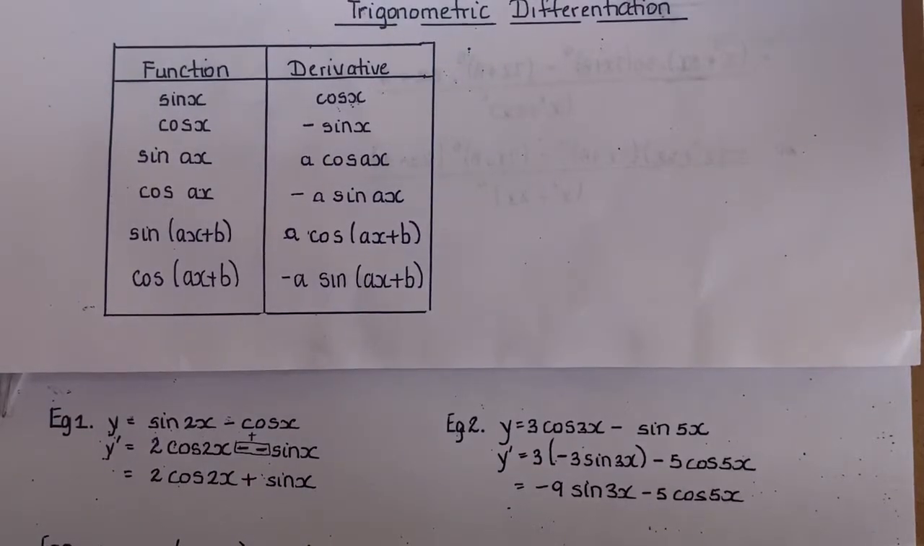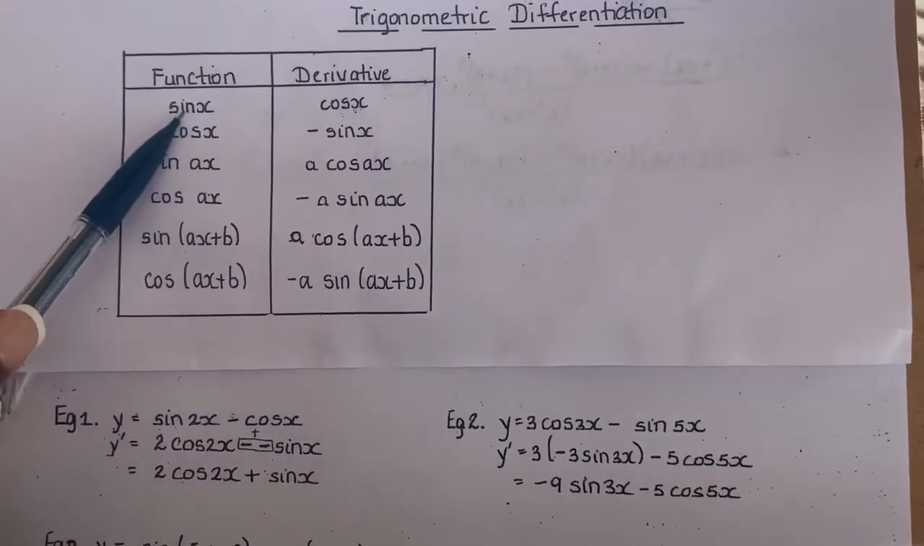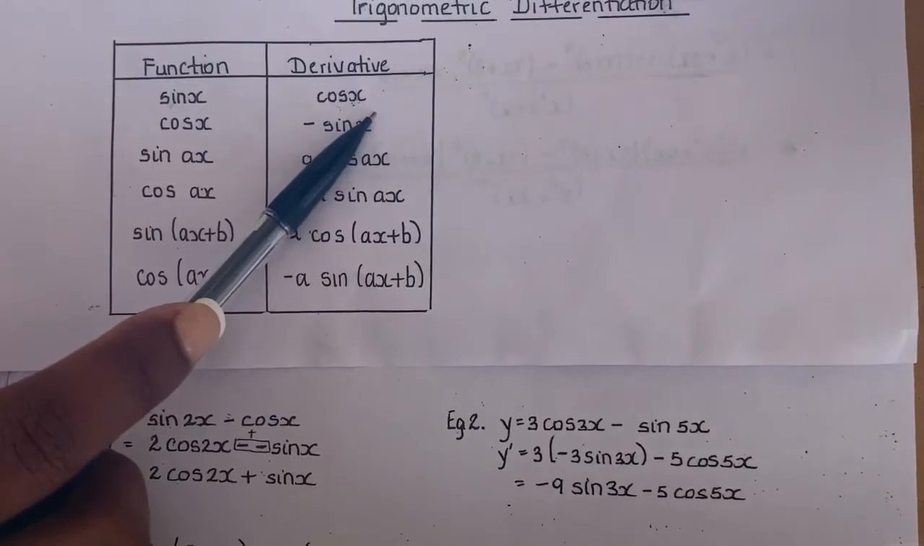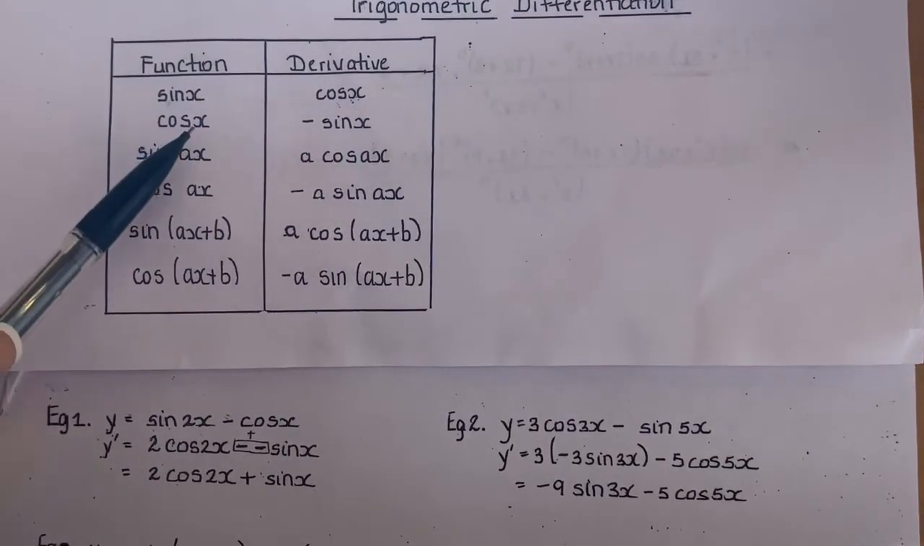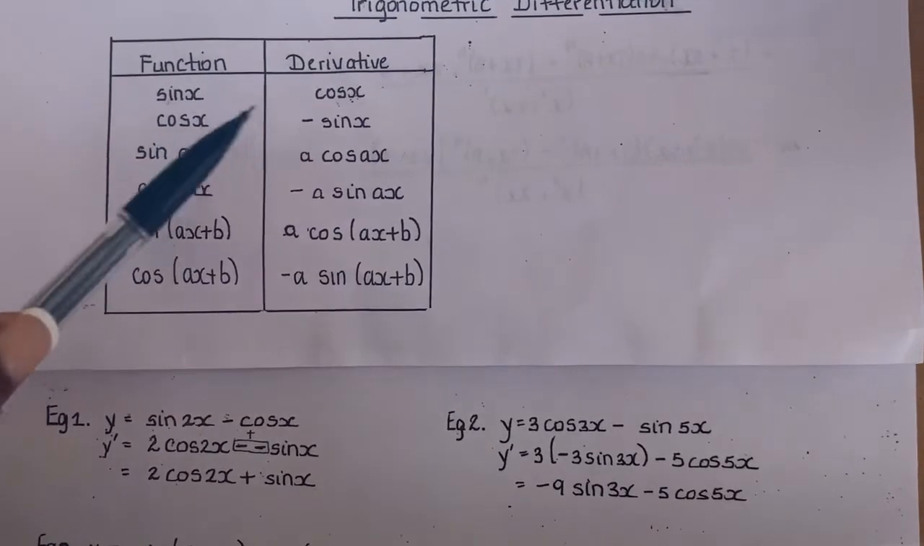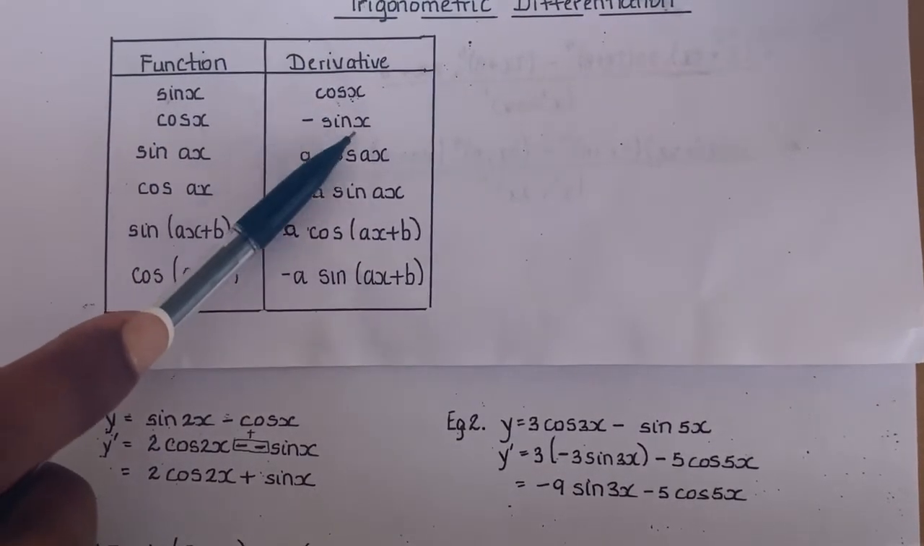If you're given the function y equals sine x, then the derivative of that is cos x. If you're given the function y equals cos x, then its derivative is negative sine x.